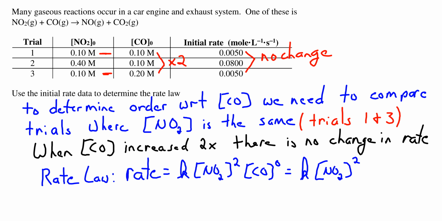We can express the rate law as the rate is equal to K times the concentration of NO2 squared and the concentration of carbon monoxide raised to the 0 power. It's 0 order in CO. It's independent of CO concentration. Therefore, we can express the rate law as the rate is equal to K times the concentration of NO2 squared.